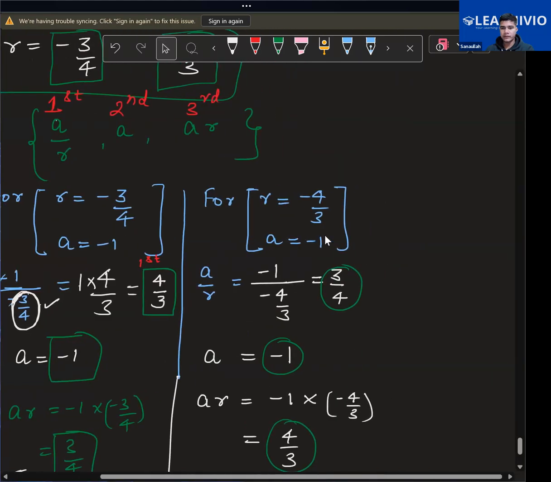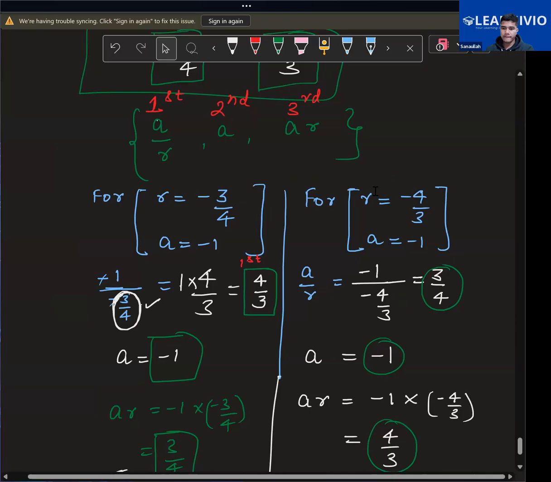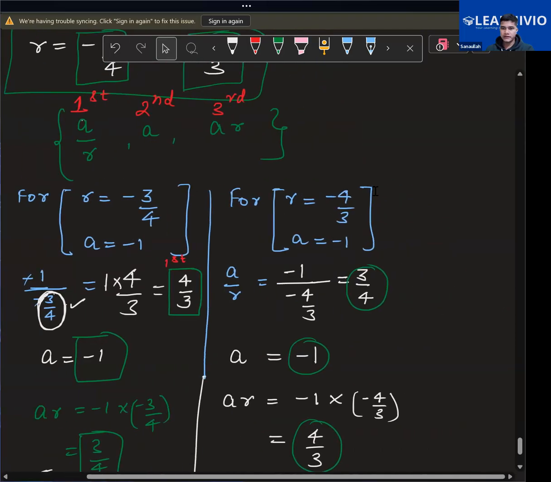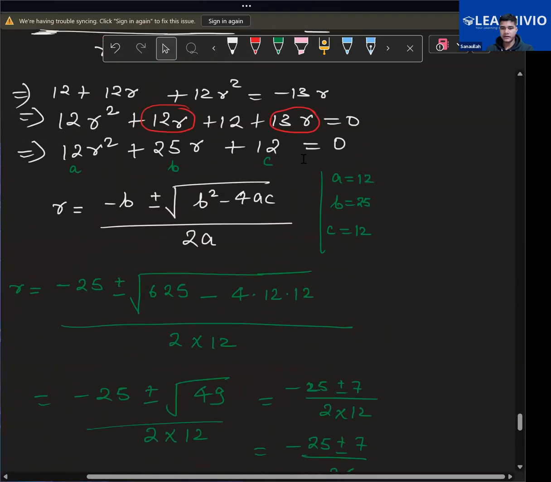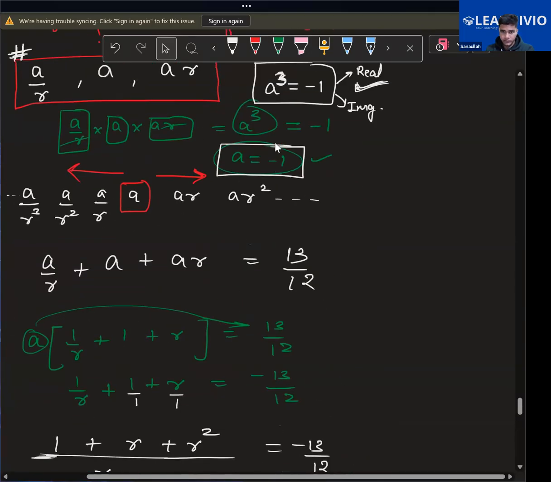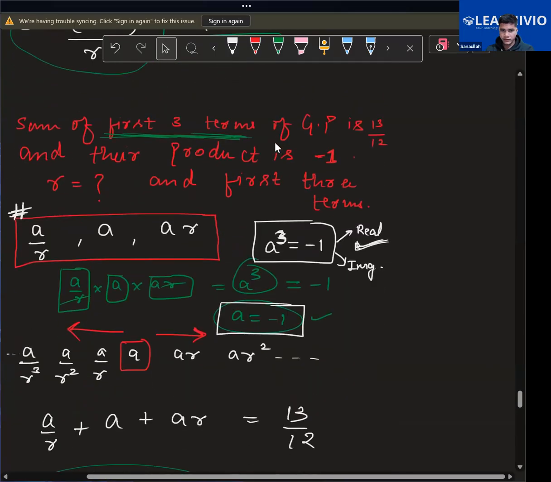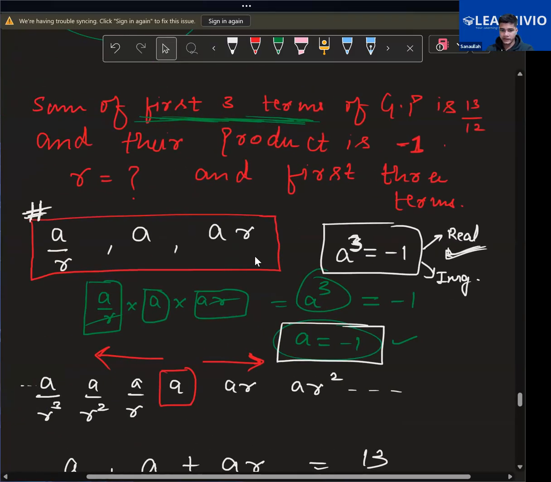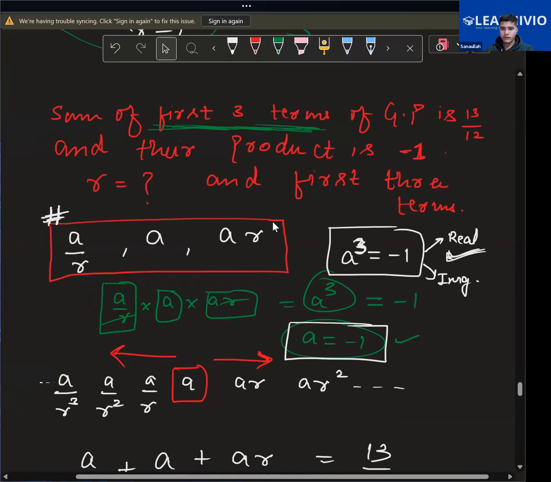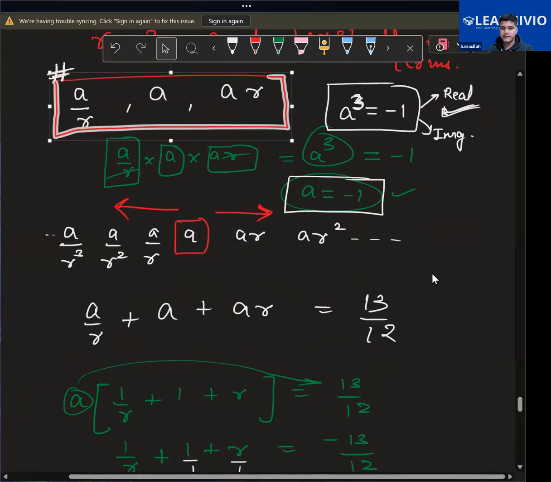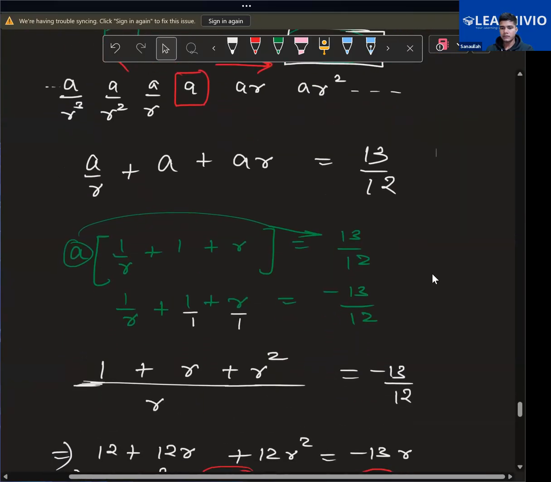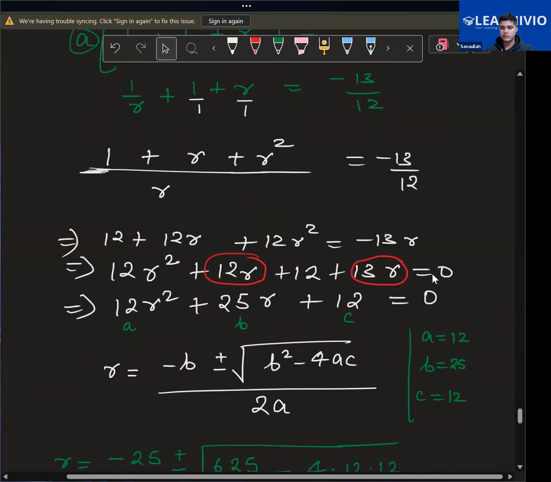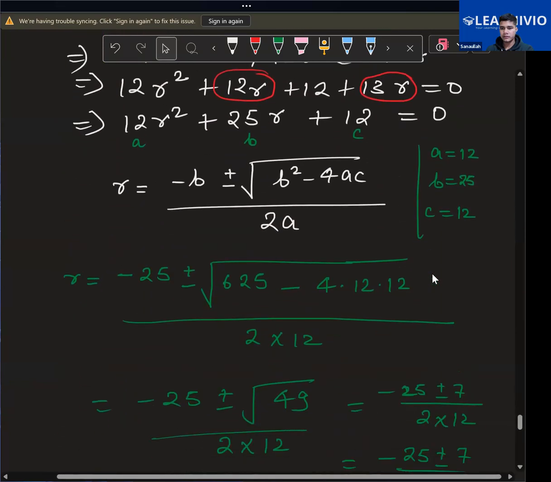I gave this question in the homework part, but I thought it is a good question, so I should take it in the class. That's why I took this question. But you have to solve this question in homework also, whenever you get the time. Is this clear to you? Do you have any doubt in this question? All clear?